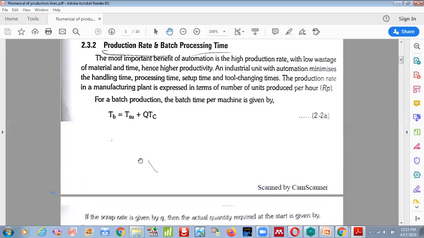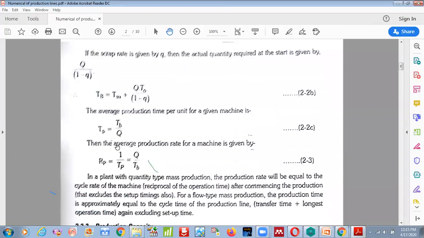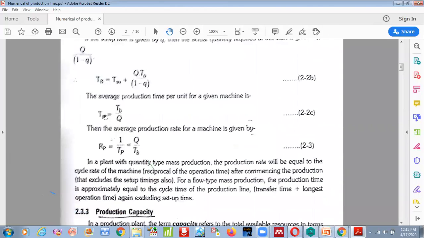Is that clear? It is not so clear actually. I shall give you the notes. I will send you this. Now he has derived the average production time, given by TP, which is equal to TB by Q. Q is the number of units produced per hour, whereas RP is the average production rate. Production rate is given per second, that is 1 divided by TP. RP is also Q divided by TB.